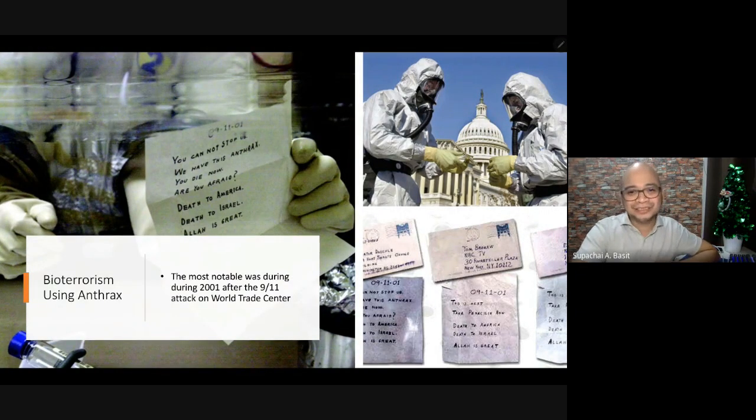Many senators in the US, in New York, or even in the White House received mail. When they opened the mail, it contained a message such as, "You cannot stop us. We have this anthrax. You die now. Are you afraid? Death to America, death to Israel. Allah is great." We have nothing, of course, against Muslims, because only a few extremist groups are the ones doing it, but generally Muslims are good people.